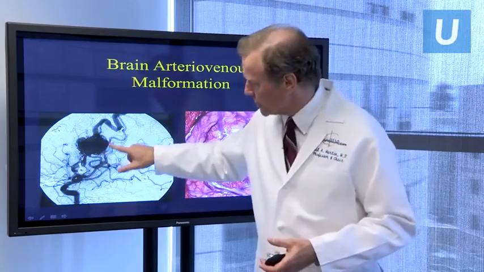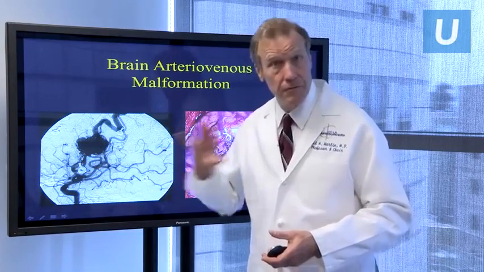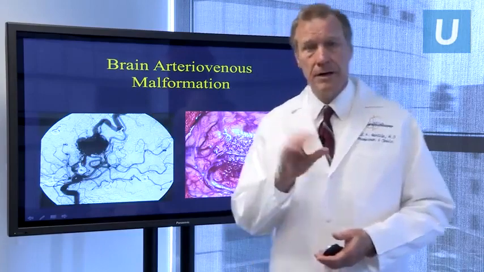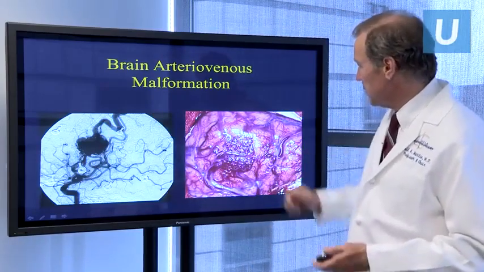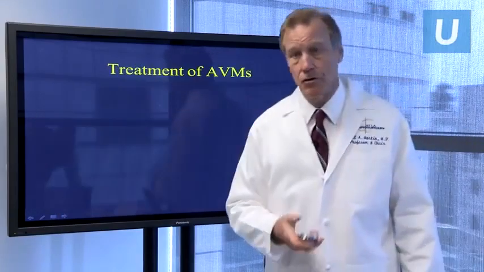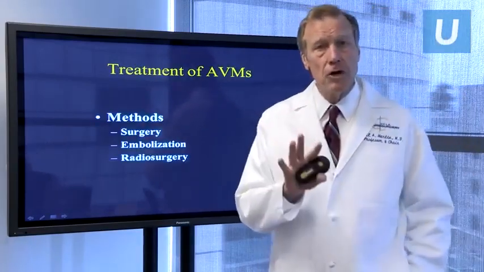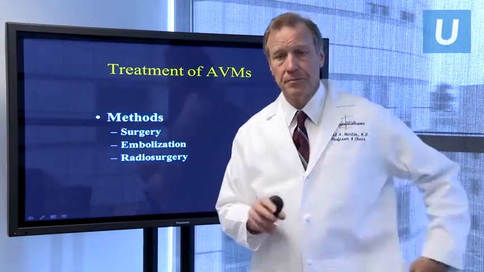So this is the nidus. Here are the arteries feeding the AVM, the feeding arteries, and here is the large draining vein coming out of the AVM. We can see the feeding arteries coming in and draining veins coming out of this AVM on the surface. Now, before we talk about treatment of AVMs, let's talk about the behavior of AVMs.